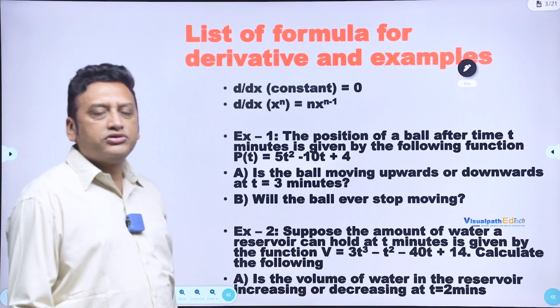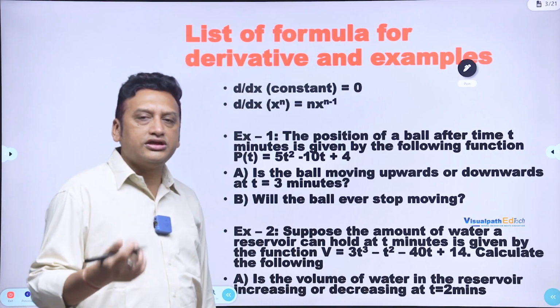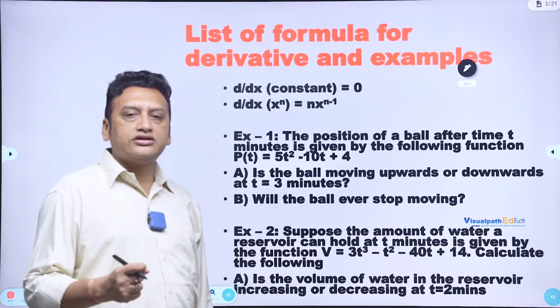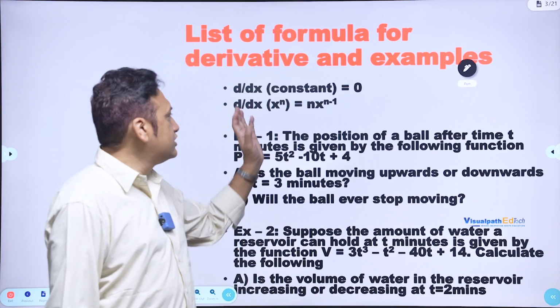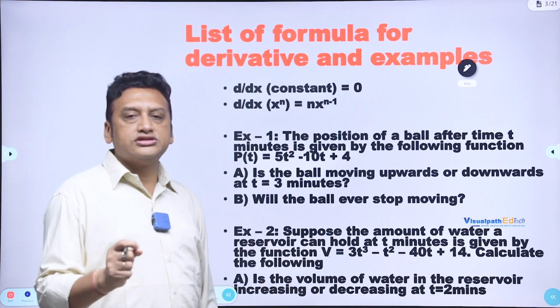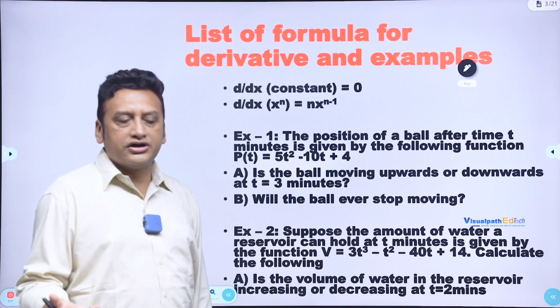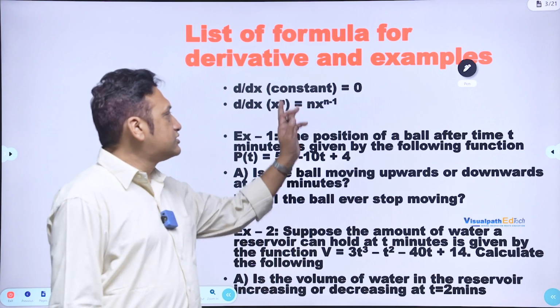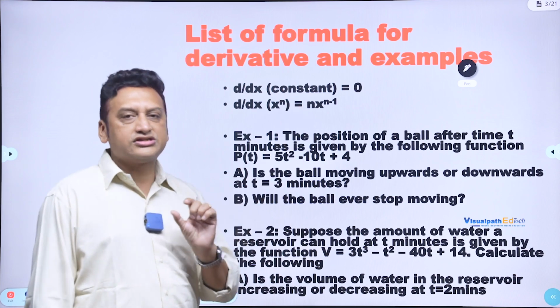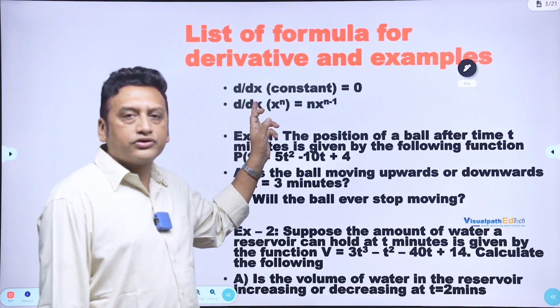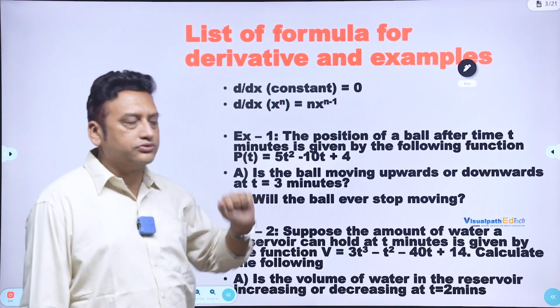Now, the couple of formulas which you have to remember so that it will be easy for you to do the sums. The first one is if I find the derivative of a constant, which we say d/dx of constant. Please note, constant is a term which is independent of any variable. It has variable, but to the power 0. Okay. So it's just a fixed term or a fixed number. That is what we call a constant. So if we find derivative of a constant, it is always equal to 0.